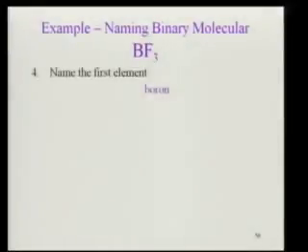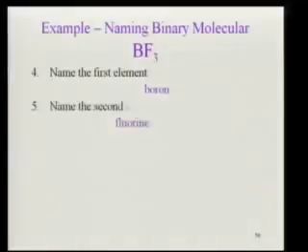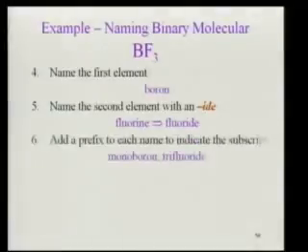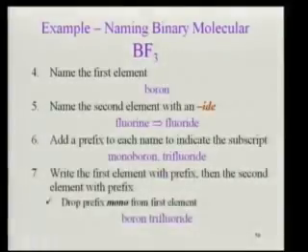Name the first element, we said. It was boron, right? Name the second element with an "ide." So fluoride, not fluorine. Add a prefix to each name to indicate the subscript. So monoboron, trifluoride. Then what do we do with that mono? We drop it. So the name of this is boron trifluoride. Easy enough. These are the easiest ones to name. You've got to know your prefixes and you're in good shape.